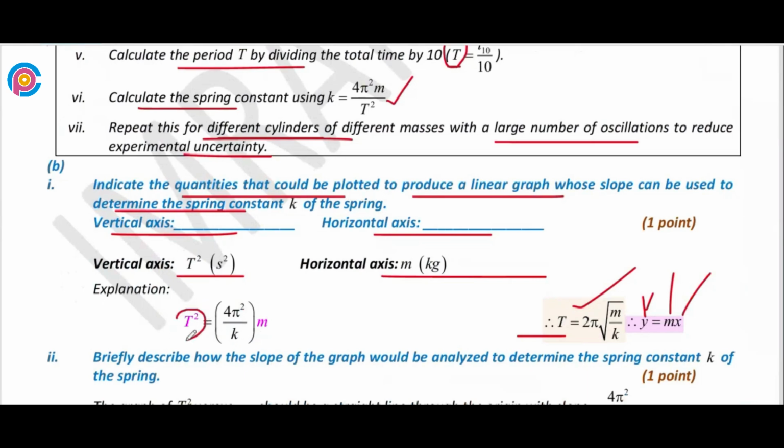This is the vertical axis, the y axis. This is the horizontal axis. This is the slope. So from this formula, we can indicate the slope is 4 pi squared over k.